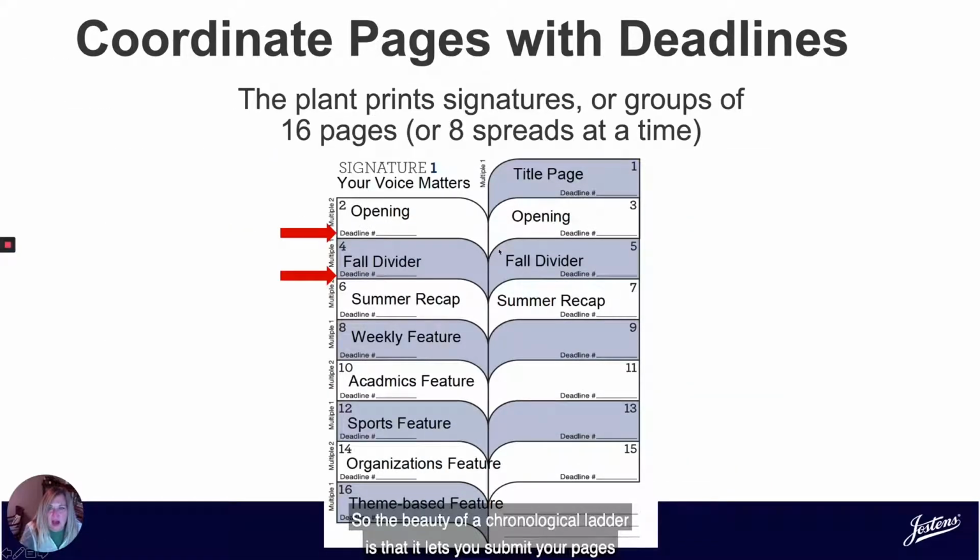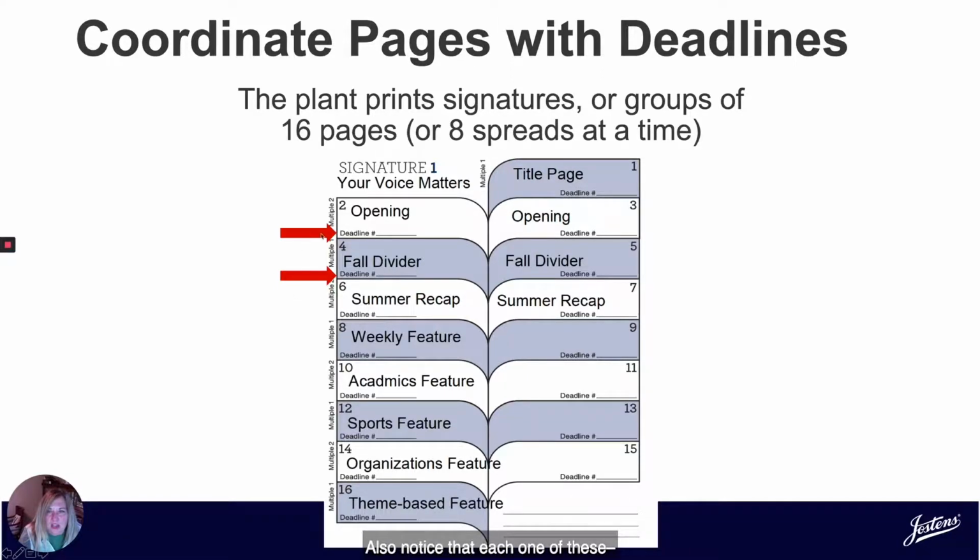So the beauty of a chronological ladder is that it lets you submit your pages in a way that works really well for how they are printed. We know that our plant prints our pages in groups of 16. This is called a signature. And so we know that it's important to submit 16 pages at a time, not leaving a single one of them blank in the center, because leaving a single one blank in the center is going to hold up that production. So the beautiful thing about organizing the yearbook chronologically is that as you move through the year, as those events happen, you can submit pages and print them on time.